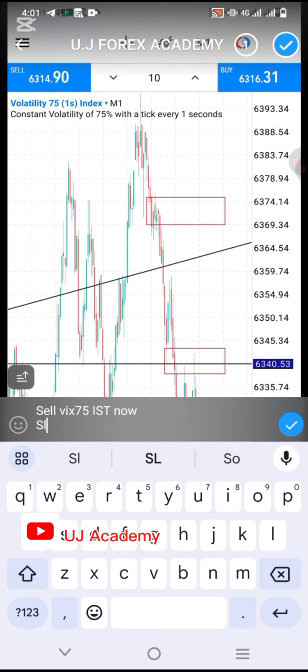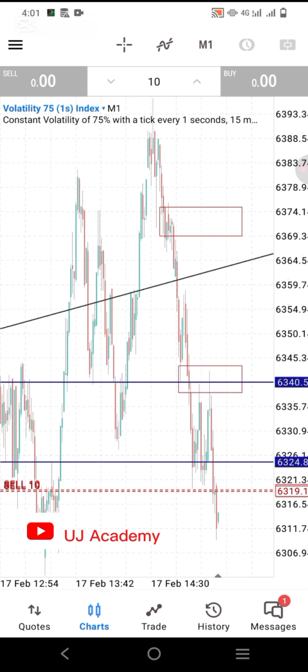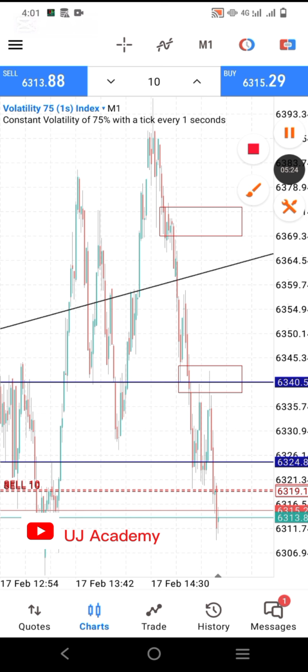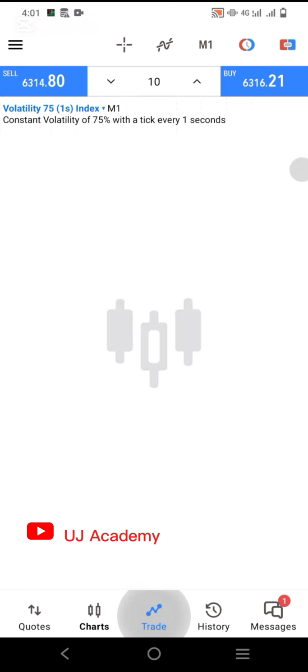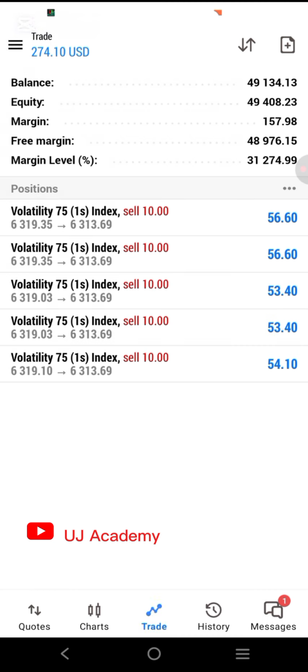So after I finished dropping my signal, the next thing I did was I head over back to my MetaTrader, and then I started adding my stop loss one by one on each of my trades. So that's what I did.